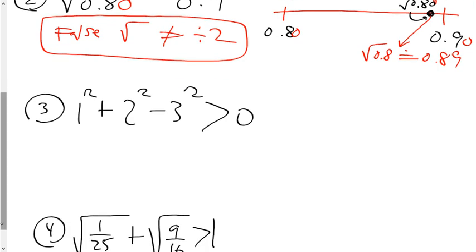Question 3 is the squares. So it says 1 squared plus 2 squared minus 3 squared is greater than 0. 1 squared is 1 times 1, which is 1. 2 squared is 2 times 2, which is 4. And 3 squared is 3 times 3, which is 9.